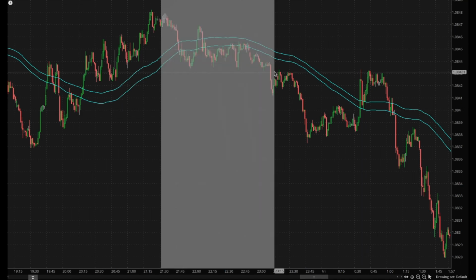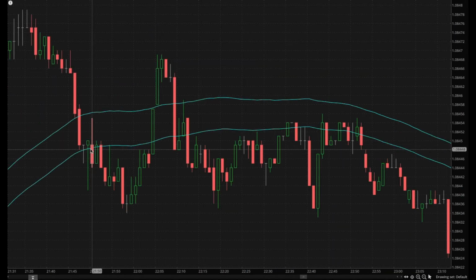So let me zoom in right around here. I would not enter over here. It does break our line, but I wouldn't enter. I wouldn't enter over here as well because it's still in the no trade zone. Not here, not here. I would look to enter over here, and I'd probably enter over here, the second candlestick.